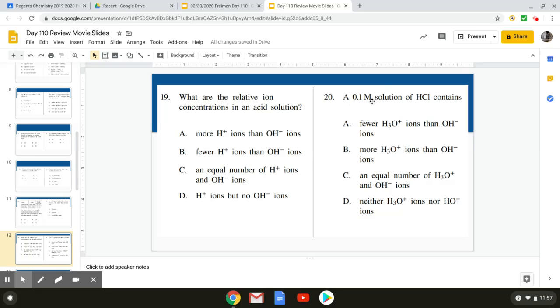20, a 0.1 molarity solution of hydrochloric acid contains, well, it's an acid, HCl. So it's going to have more of the hydrogen ions, that's more hydronium they're saying in this case. This is the same as H+, H3O+, and fewer hydroxide ions. Should have had B on that one.